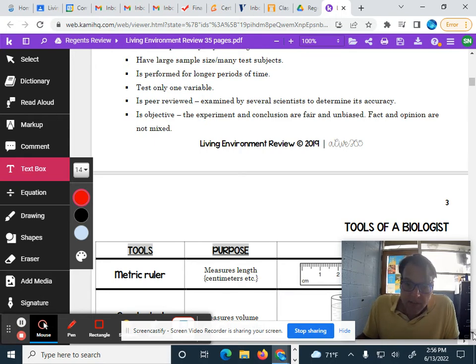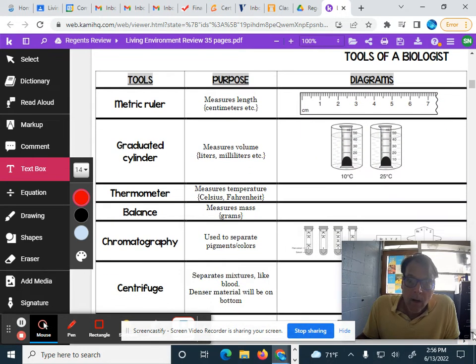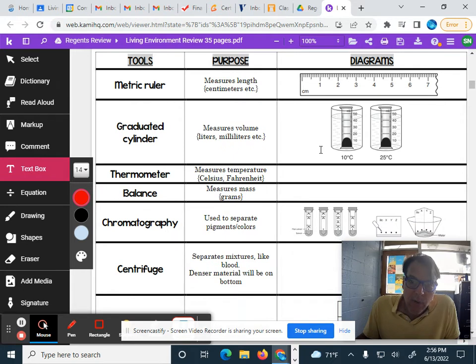Okay, that's important. The tools of biologists, graduated cylinders, make sure you always read the bottom of the meniscus. Okay, that's that curved line on the graduated cylinder, always read the bottom.